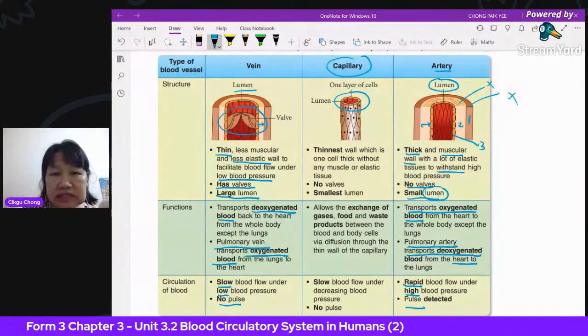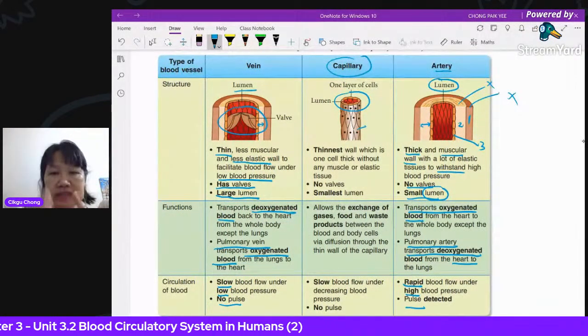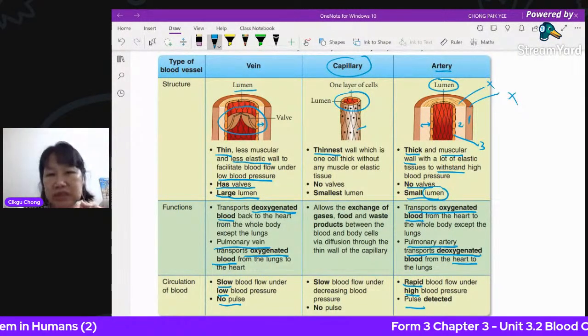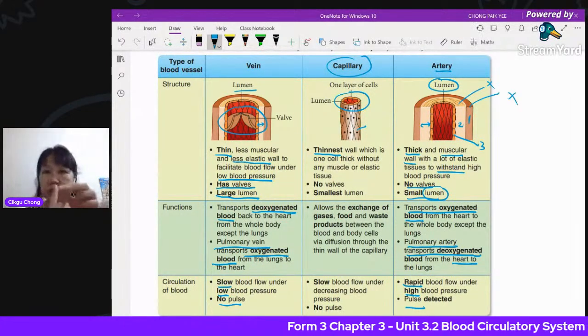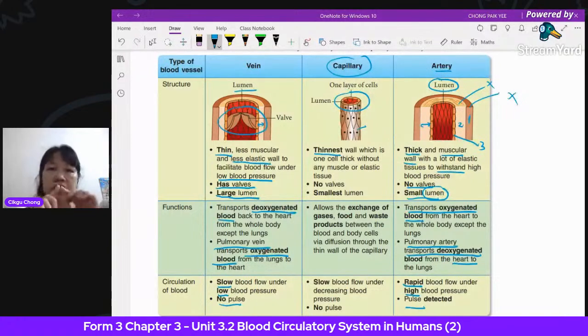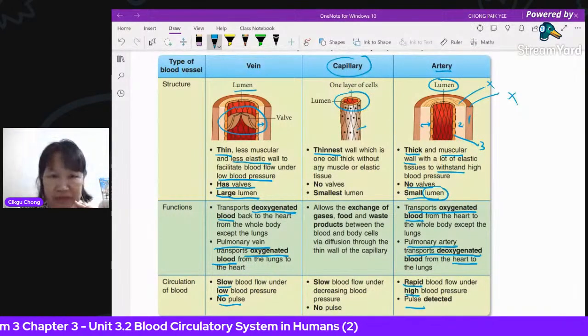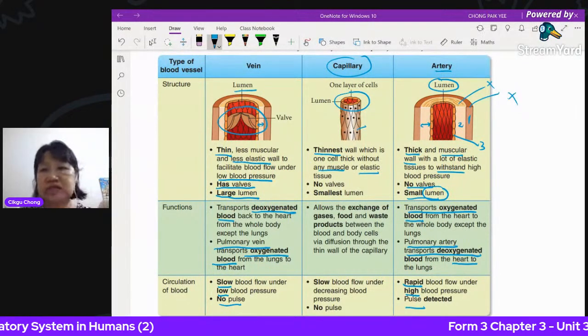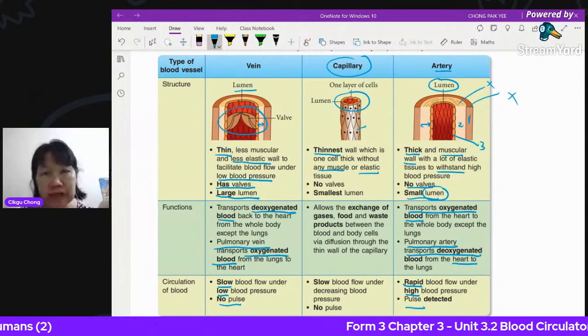You see, all these are cells. The thickness is one cell. So this is the thinnest wall, where the cell is only one thickness, and it's very small actually. One cell is already very small. So it doesn't have any muscle. 那个 number 1 没有，number 2 没有，也没有 elastic. Elastic tissue 就是 number 1 啦，muscle 就是 number 2 layer 啦，so it doesn't have that.